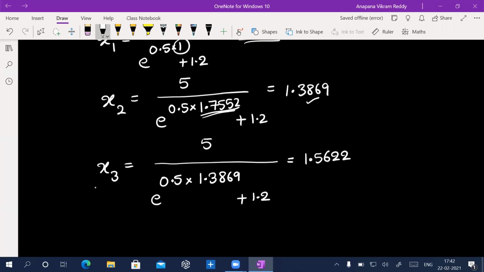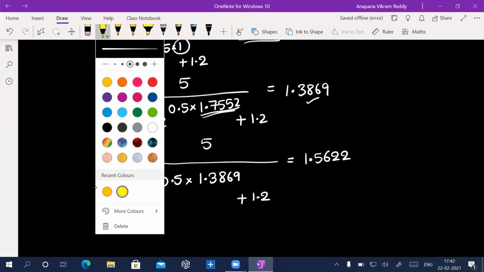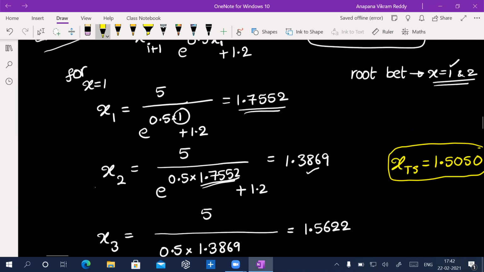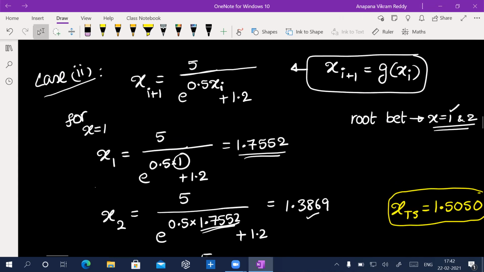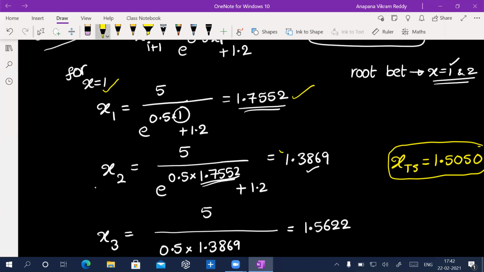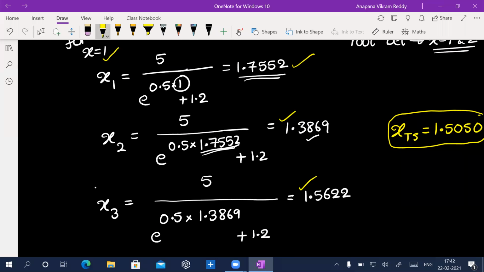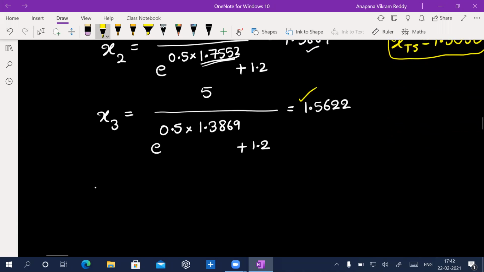Your true solution for this one is something like 1.5050. So you started somewhere and you see how you're coming. I started with x equal to 1, went to 1.755, more than this, and again I came less than 1.5, to 1.3. Again I'm going close to 1.5050. I got 1.5622. I didn't get my answer yet, so I'll go further.